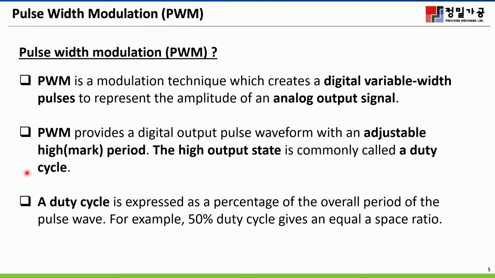How many percent of the pulse width modulation is high? Maybe 10%, or 50%, 60%, something like that. We use the terminology duty cycle for the high output state. A duty cycle is expressed as a percentage of the overall period of the pulse wave. For example, a 50% duty cycle gives an equal mark-to-space ratio of the signal.